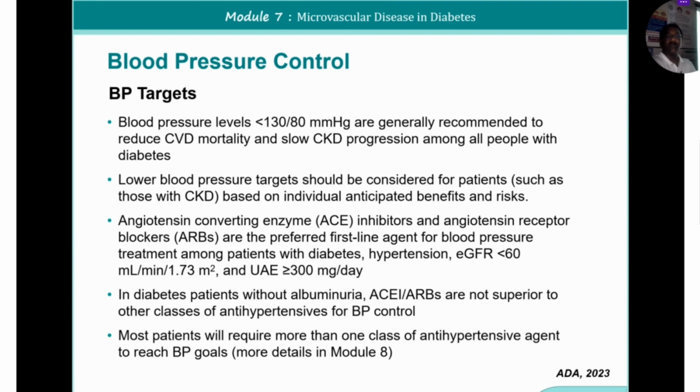Most patients will require more than one class of antihypertensive agent to reach the BP goals. That is very important. So most of our people need combination therapy, at least 2 or 3 agents, to reduce the blood pressure to an effective level in a diabetic individual.